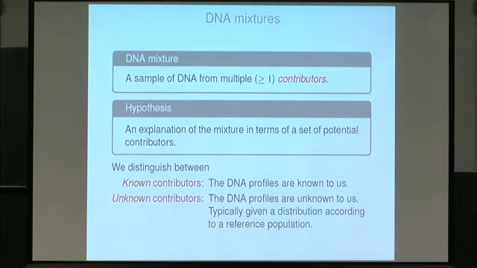And in this we always distinguish between two types of contributors. Known contributors where we know their full DNA profile, so we know which alleles they have. And then unknown contributors that are kind of placeholders, where we say this is a person from a particular population. And then we would use some distribution of alleles from that population to have like a prior on the genotypes for that person.